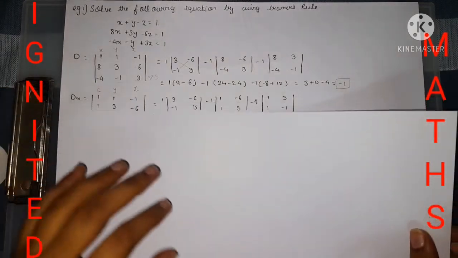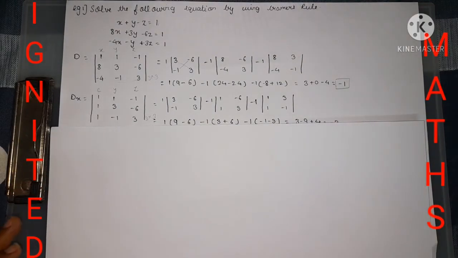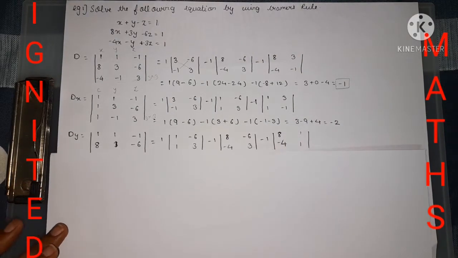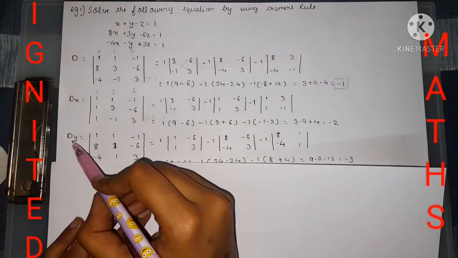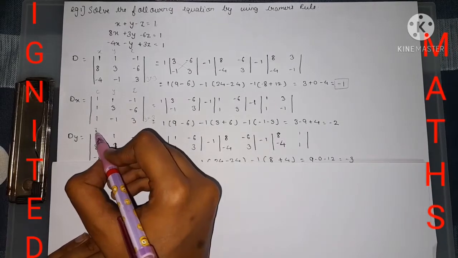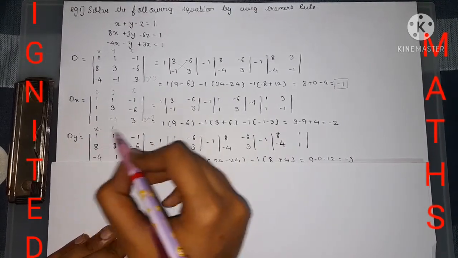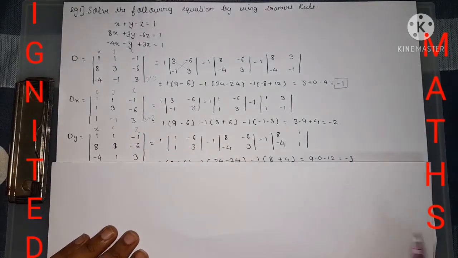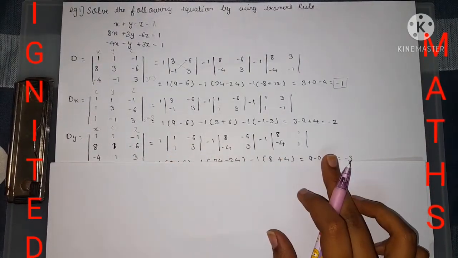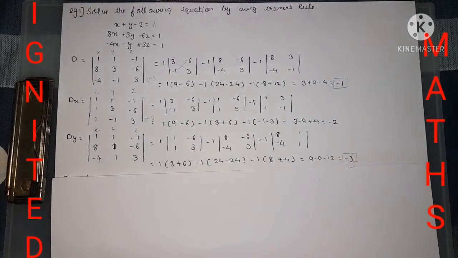You will get a brief concept about it. Now we are going to solve the dy value. So dy value is in which you need to take the constant term in place of y. In place of x you need to take x, in place of y you need to take the constant term, and z as it is. Okay, and the 2 cross 2 determinant occurs, and you are solving the value as minus. We got the answer as minus 3.